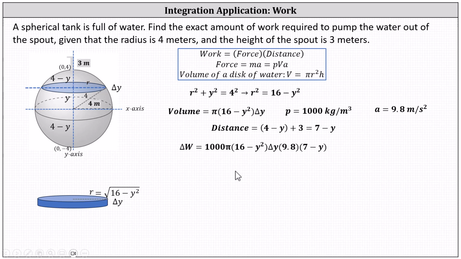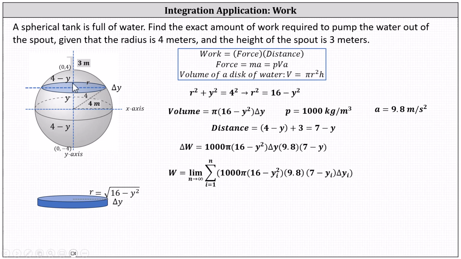But we're looking for the total work to pump all of the water out of the spout, and therefore using the formula we just found for the increment of work, total work equals the limit as n approaches infinity of the sum from i equals 1 to n of 1,000 pi times the quantity 16 minus y sub i squared times 9.8 times the quantity 7 minus y sub i times delta y sub i. This is the exact formula above, except I moved the delta y to the right. And this limit should remind us of the definition of a definite integral.